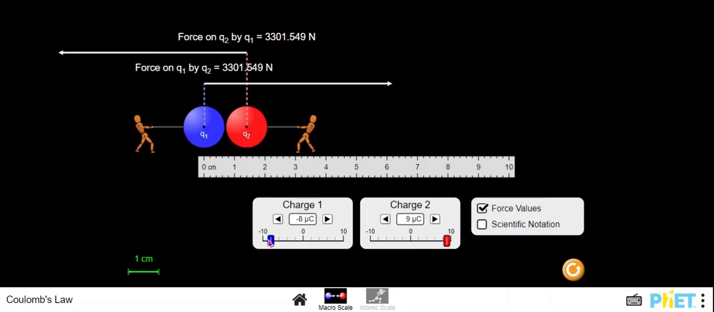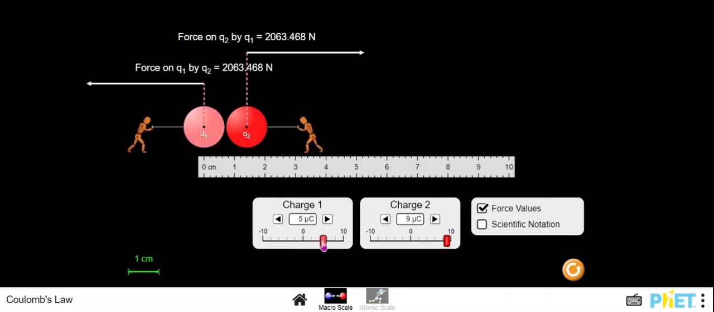Now, let me move it to the other direction. This is 8 and 9. Let me move this to positive 8. Let's see what happens. You see what happens? So, what do you think? How do you explain what is happening here, what you're observing here?